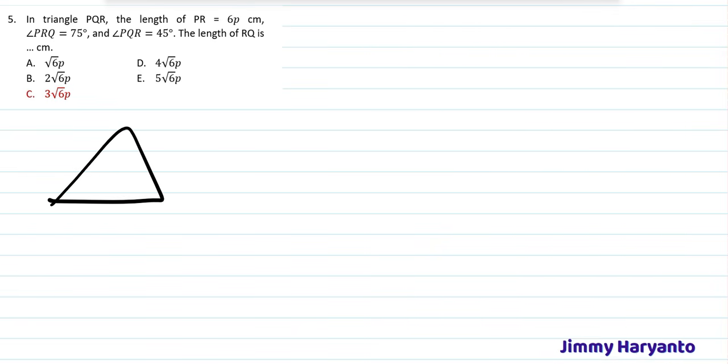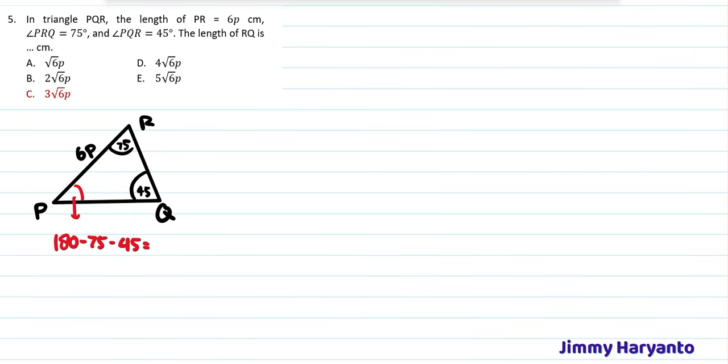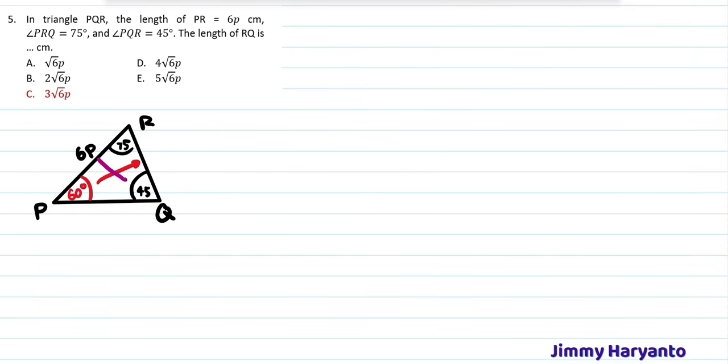Next is another triangle, PQR. This one is P, this one is Q, this one is R. Length of PR equals to 6p, and then PRQ equals to 75 degree. This one is 75, and then PQR is 45. Okay, I think we have to find this one first. That one will be 180 minus 75 minus 45 equals to 120 minus 180 is 60. So that one is 60. Okay, 60 pairs up with this one, and then 45 pairs up with that one.